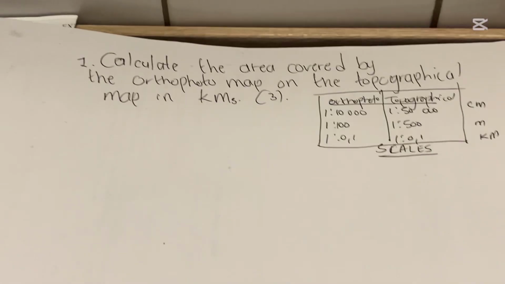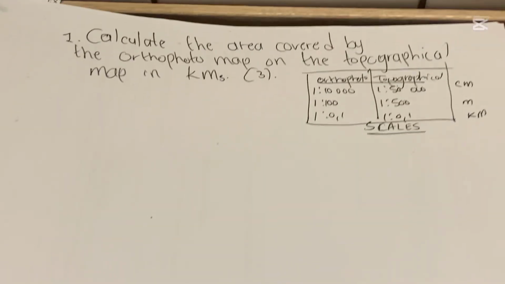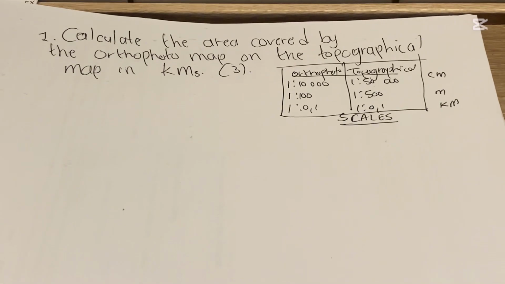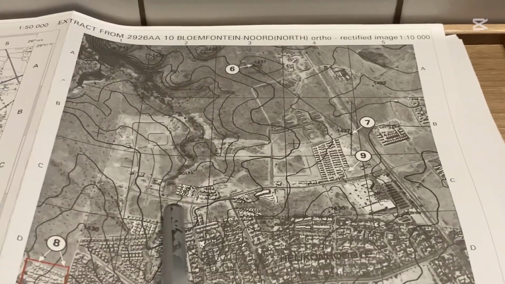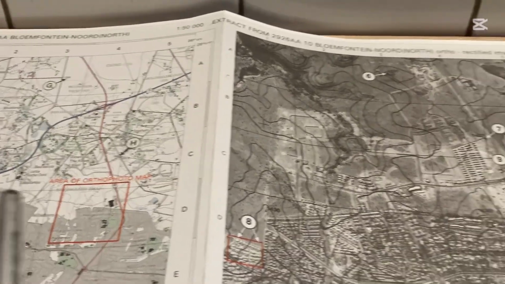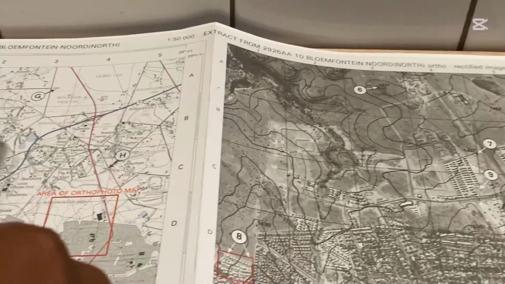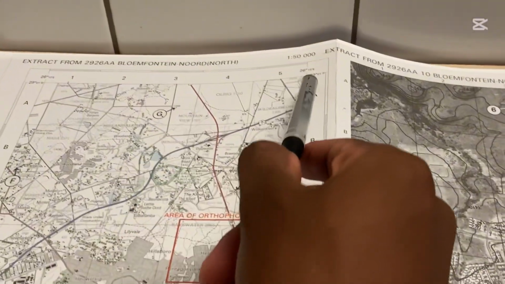The question says calculate the area covered by the orthophoto map on the topographical map. Okay, let's look at our maps. This is my orthophoto map and this is my topographical map. The orthophoto map has a scale of 1:10,000. The topographical map has a scale of 1:50,000.